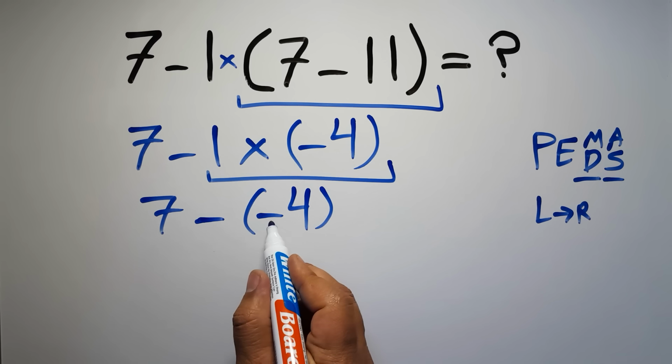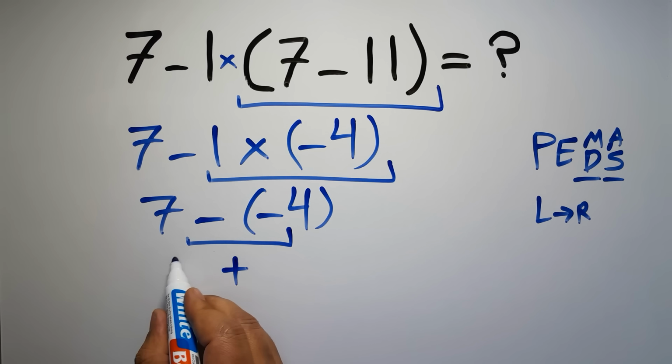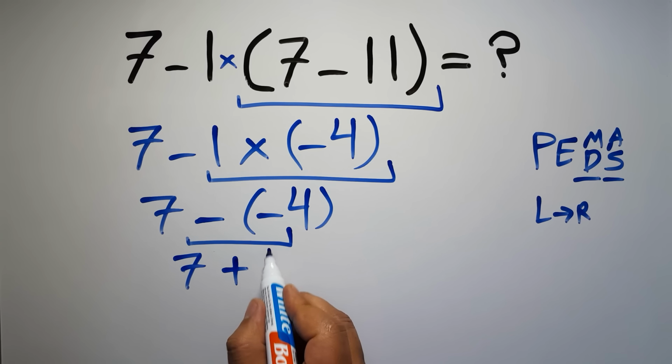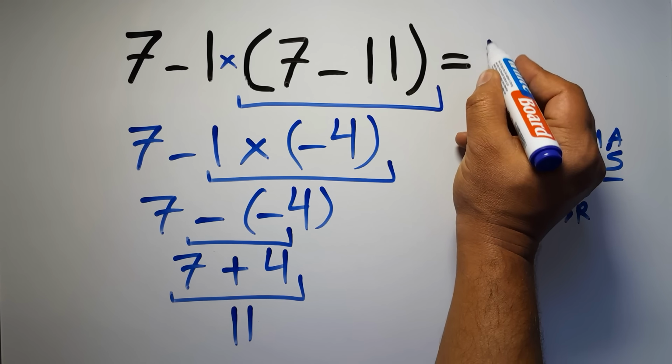Now, negative times negative gives us positive. So 7 plus 4, which equals 11. And this is our final answer to this problem. The correct answer is 11.